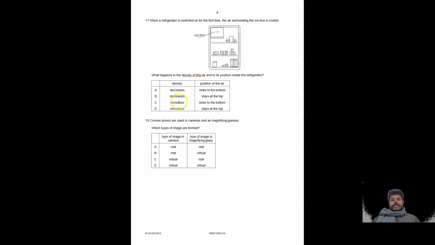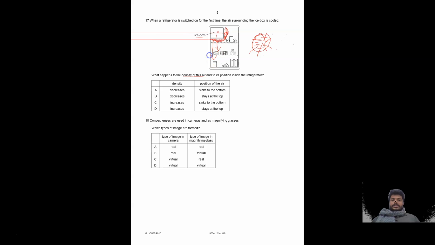What happens now? The density of air here around the ice box: it cools the air molecules in all the places that are completely filled with air. When it touches the ice box, it becomes more dense because the molecules go closer, right? The air molecules are normally far apart. As it is cooled, the molecules go closer together. So the density increases. The concept: more dense always sinks, right?